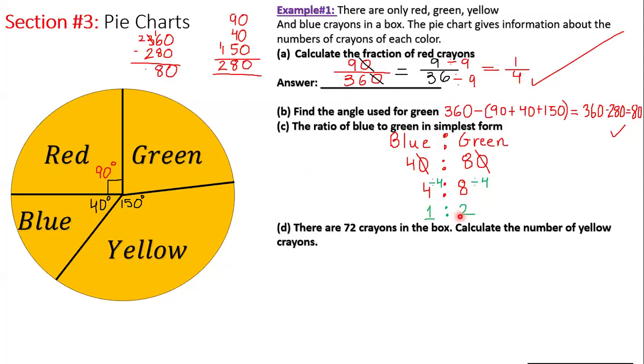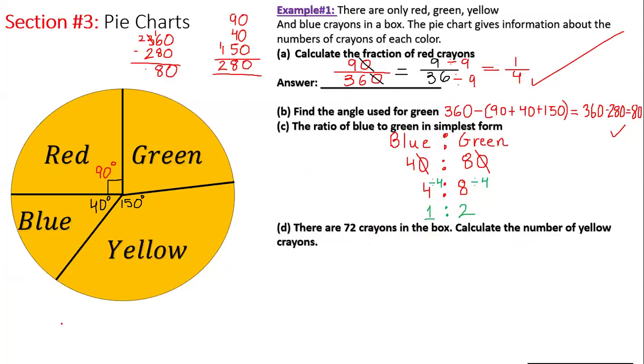And finally, oh, it's ready, 7:59. So finally, the last question says, there are 72 crayons in the box. Calculate the number of yellow crayons in the box. So yellow is going to be what? How much is yellow? 150.